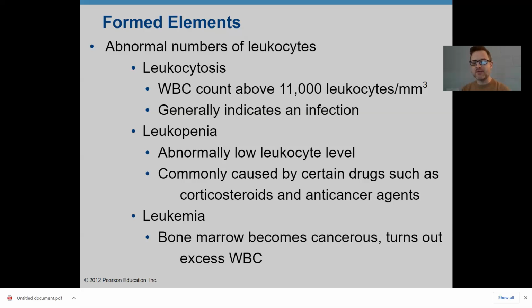Leukemia would be if your white count's too high because you have some kind of cancer in your bone marrow. Leukemia is cancer of leukocytes, right? Where the cells are cancerous, so they're dividing way too rapidly, so you have way too many of them.